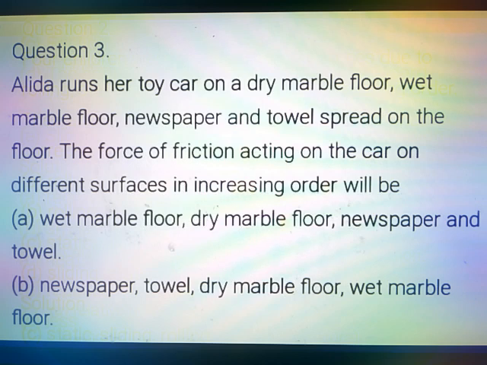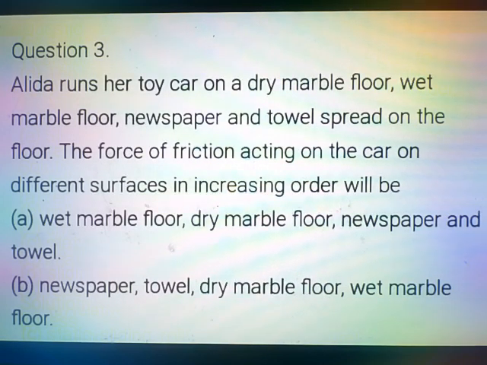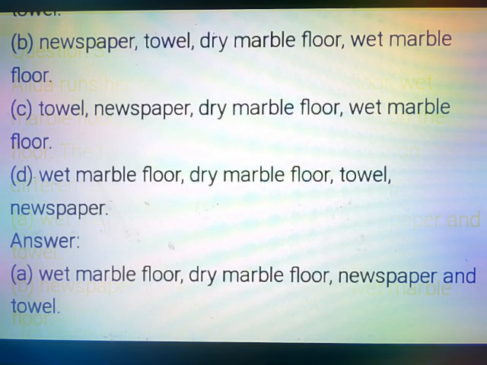Question number 3. Alice runs her toy car on a dry marble floor, wet marble floor, newspaper and towel spread on the floor. The force of friction acting on the car on different surfaces in increasing order will be. Answer: first, wet marble floor, second, dry marble floor, third, newspaper and fourth, towel.